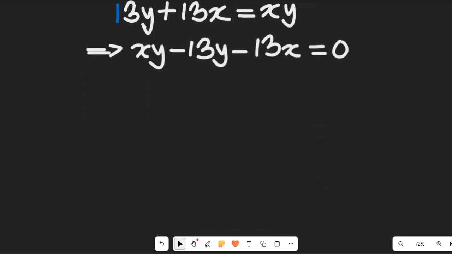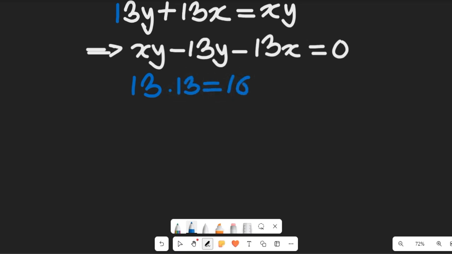Now, I'm going to introduce a foreign element. And what is that foreign element? If I introduce that foreign element, I won't have changed anything. Now recall that if I have 13 multiplying 13, that gives me 169, right? It's a perfect square. So I can easily add 169 and subtract 169 to that expression. I wouldn't have changed anything. Now look at what I'll do.